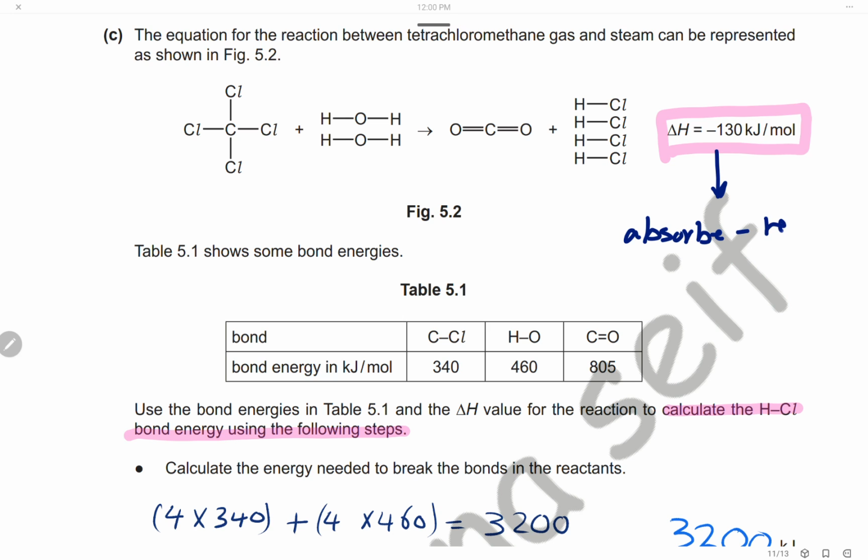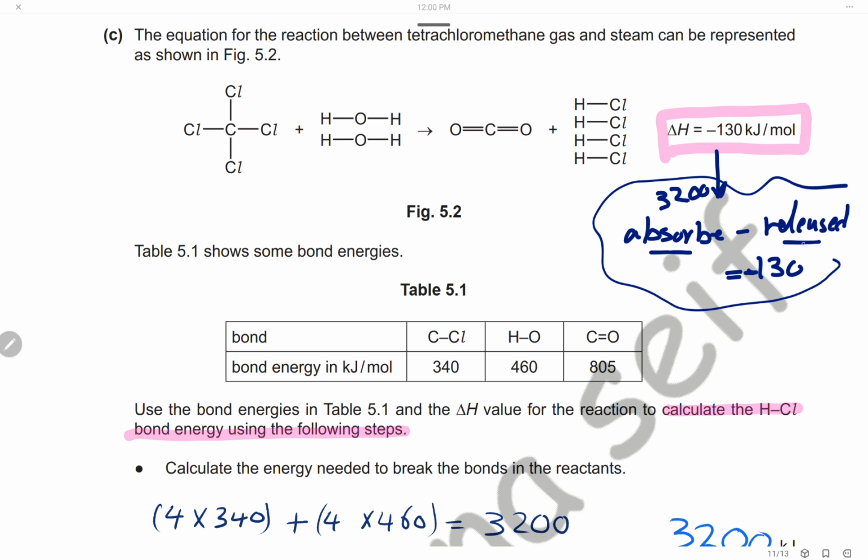We have the delta H, which is the difference between the energy absorbed minus the energy released, is minus 130. We have the energy absorbed, which is 3200. So we will use this equation to find the value of the energy released. Then we will get the value of the bond energy between hydrogen and chlorine.